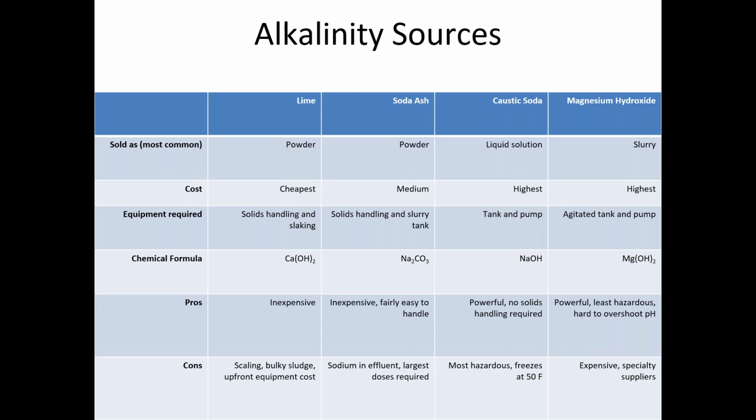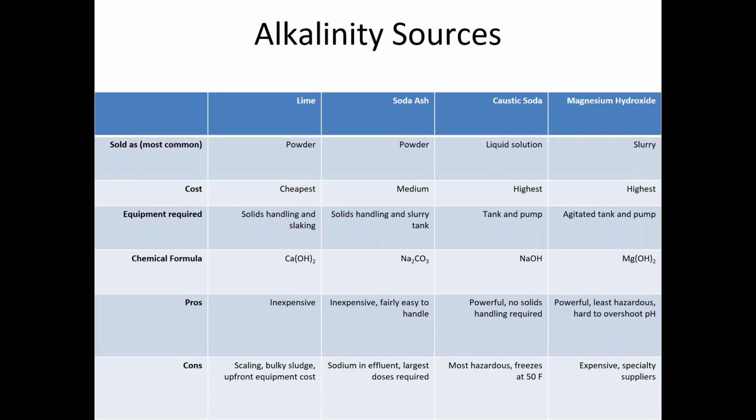And lastly, we have magnesium hydroxide. Magnesium hydroxide has a lot of the same advantages as caustic soda. It's sold more as a slurry, so its tank does need to be agitated. But that's not a huge deal. It's still usually delivered as a liquid and dosed as a liquid. But it has some significant upsides.